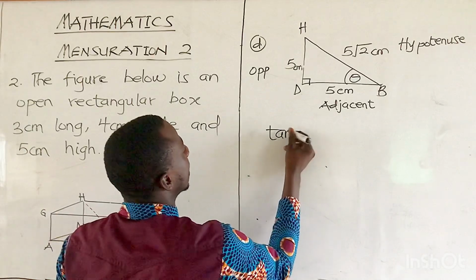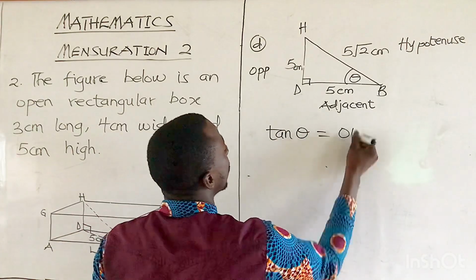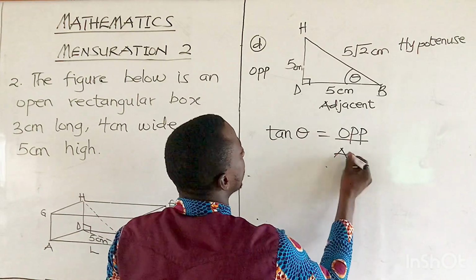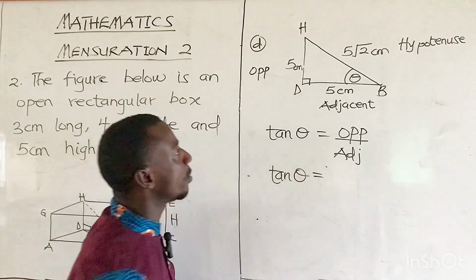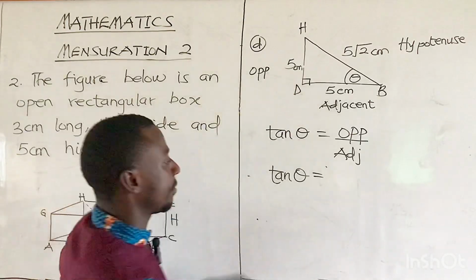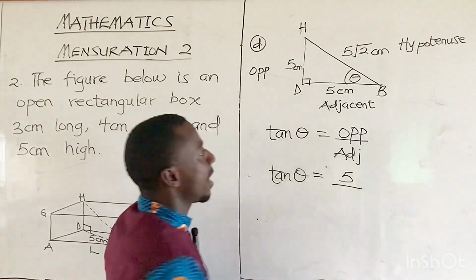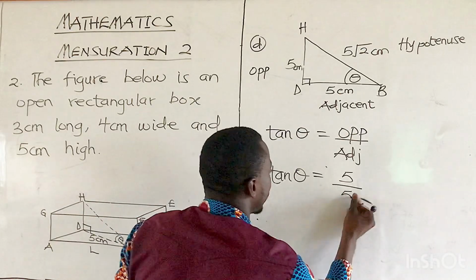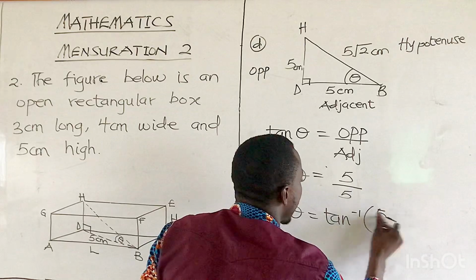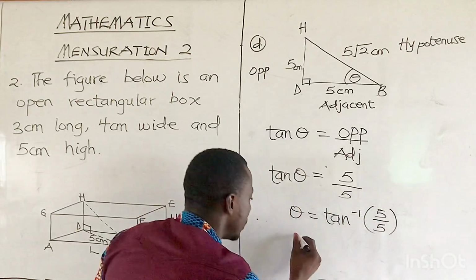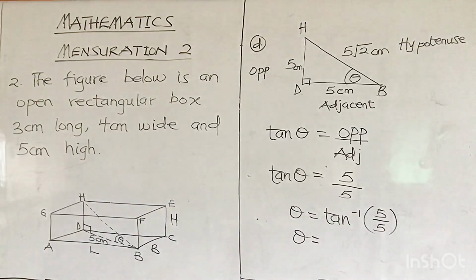So we have tan theta to be equal to opposite over the adjacent. I still have tan theta to be equal to, my opposite is 5. Then I have adjacent to be 5. So theta is going to be tan inverse of 5 over 5. Then here, tan inverse of 5 over 5, we have our answer to be 45 degrees.